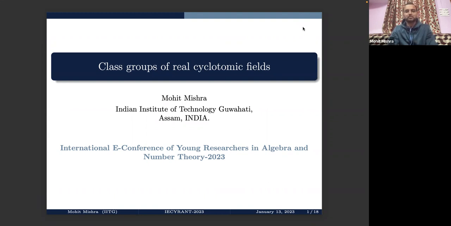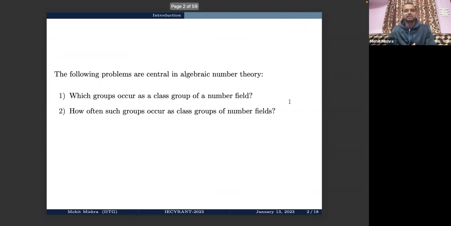So the central problems in algebraic number theory is to understand the class groups of number fields. Number one, we try to look at what kind of groups occur as a class group of a number field. And suppose a group G occurs as a class group of some number field, then how often does it occur? Does it occur infinitely many times or only for finitely many number fields? So today in this talk, we'll be looking at the class groups of real cyclotomic fields.